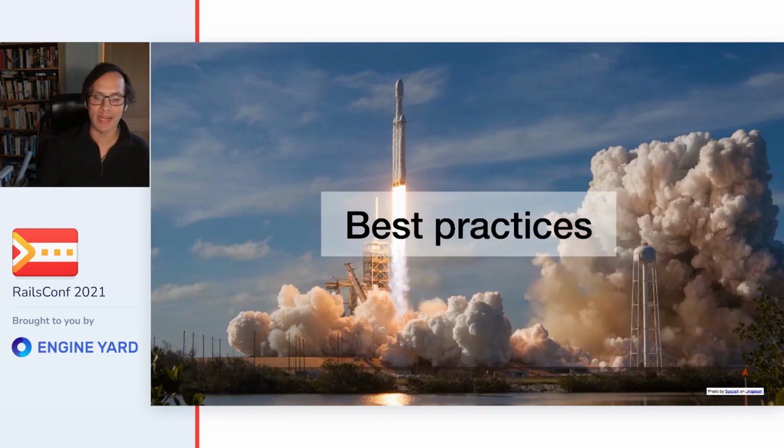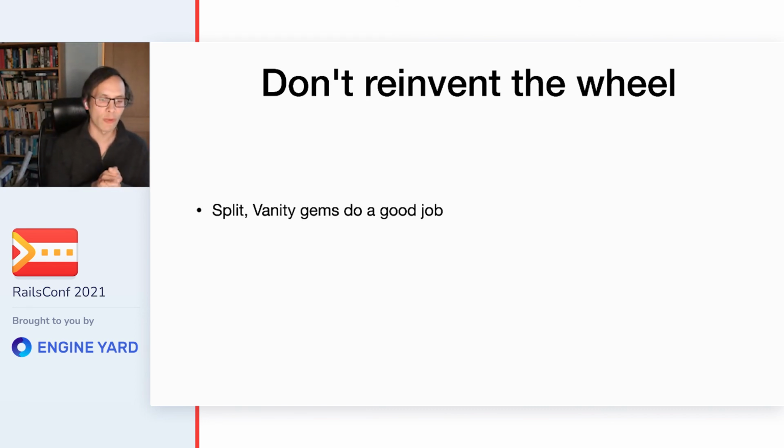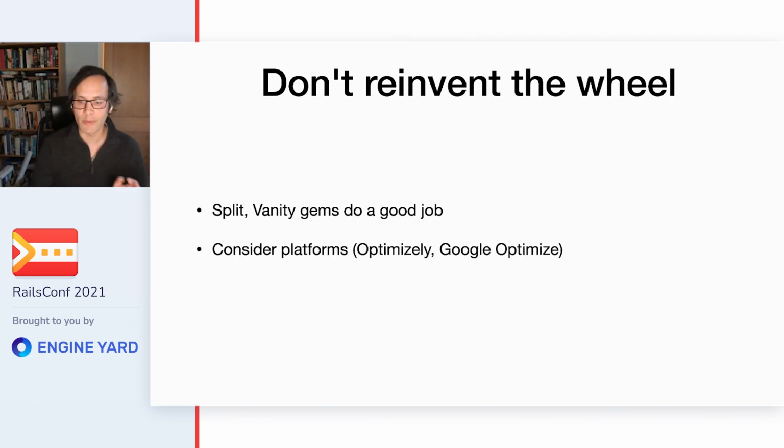Finish off with some best practices. I start by saying, try not to reinvent the wheel. So for example, in the Rails world, Split and Vanity are gems that do a good job at managing who is seeing what variant. There are a number of platforms that will run A/B tests for you, like Optimizely and Google Optimize, for example, which you may wish to consider.